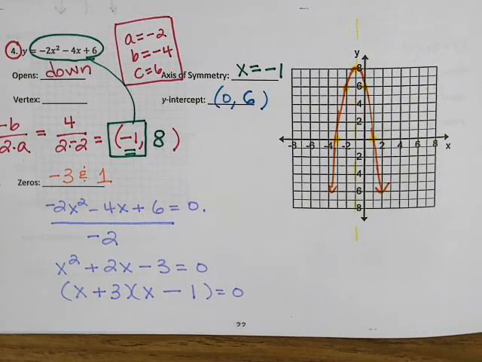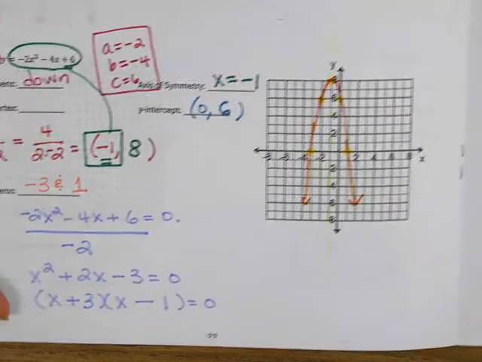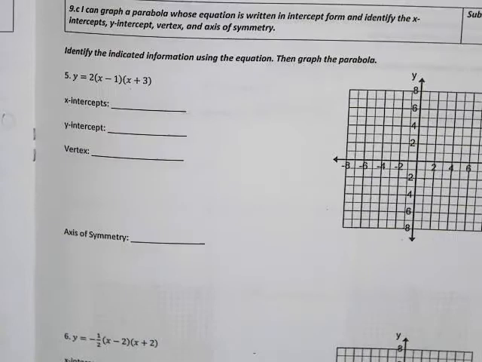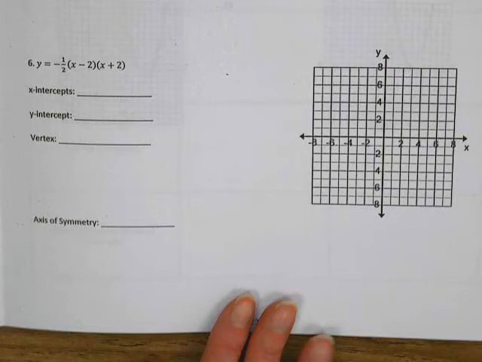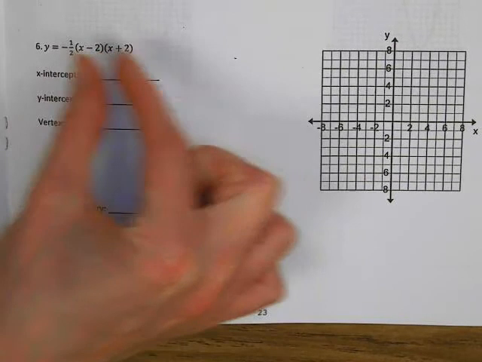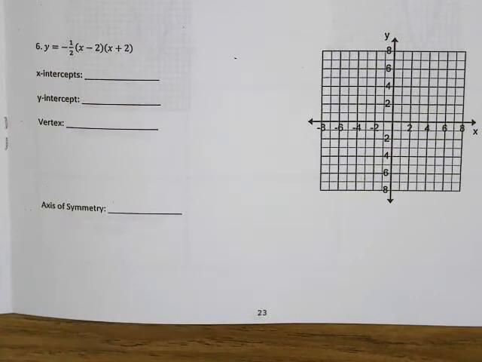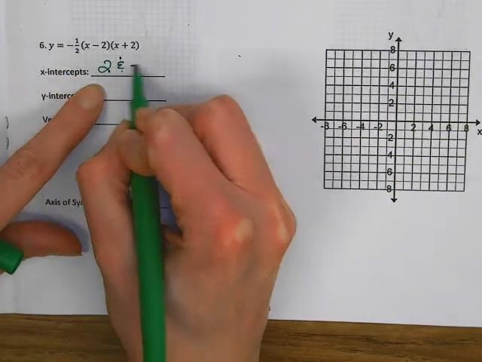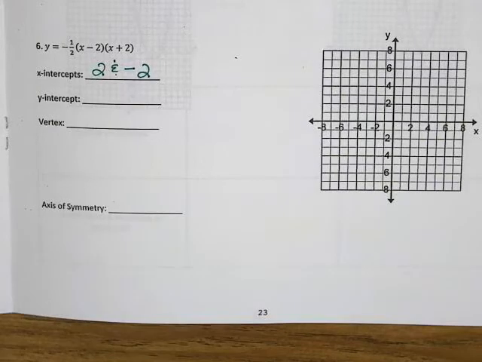Okay, lastly, we did a factored form. So if it's given to you in factored form, it looks like number 6 is maybe a little bit harder. So let's do that one. Okay, do you guys see how it's in factored form? So the x-intercepts are the opposites of all the parenthesis x's. So +2 and -2, right?